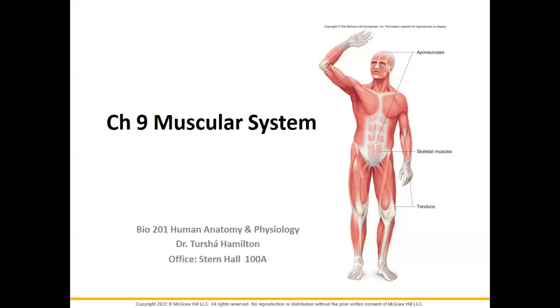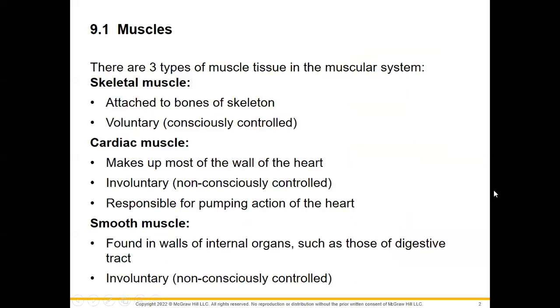Welcome to Chapter 9, where we will be discussing the muscular system. When you're thinking about muscles, you should know first thing that there are three different types of muscles in the human body. You have skeletal muscle, cardiac muscle, and smooth muscle.